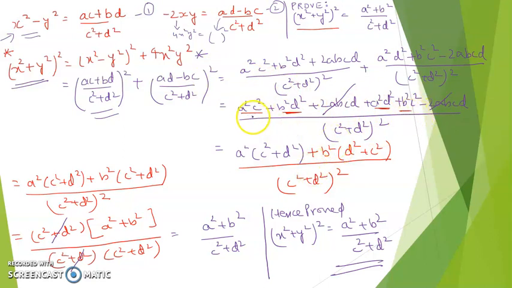So what is left? A square C square and A square D square, taking C square plus D square common, and the same thing here, B square taken common, D square plus C square. From here I started: A square times C square plus D square plus B square times C square plus D square. Now taking C square plus D square common and cancelling, what are we getting? A square plus b square upon C square plus D square. That is what we have taken equal, and that is what we had to prove.